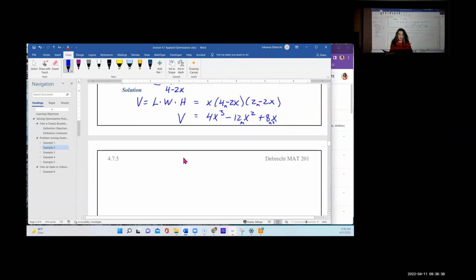Now, what are we going to do for our next step? We need to maximize the volume. So we need to find the critical values. To find the critical values, we find the first derivative. So dV/dx is going to be 12x squared minus 24 meters x plus 8 meters squared. That's the first derivative. Now we have a choice. We can do the first derivative test or we can do the second derivative test.